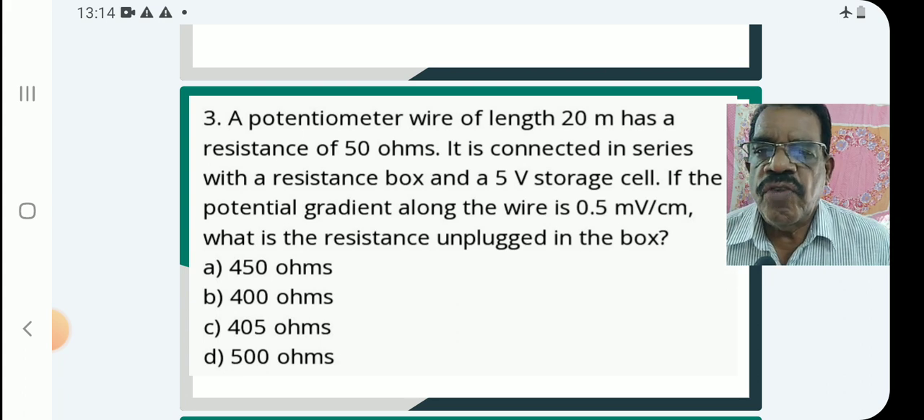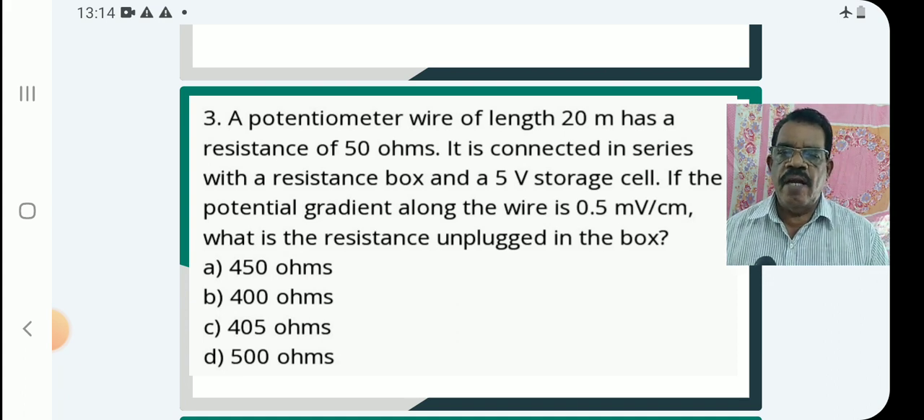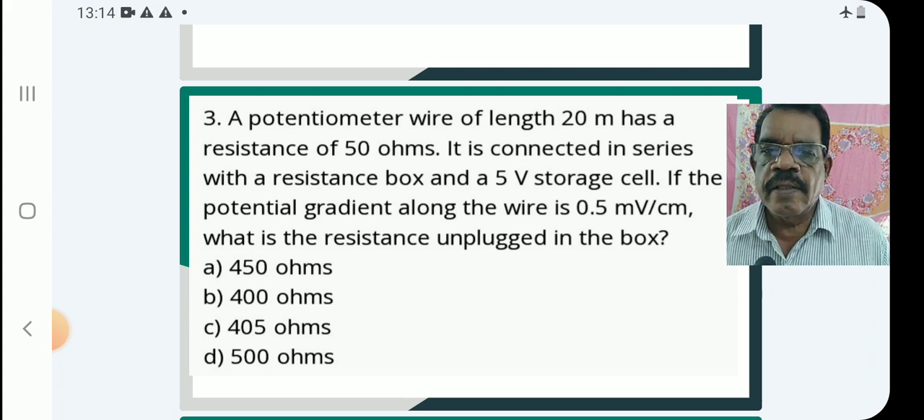A potentiometer of length 10 meter, you read as 10 meter. Usually the potentiometer length is 10 meter, and here the problem is done with 10 centimeter length.